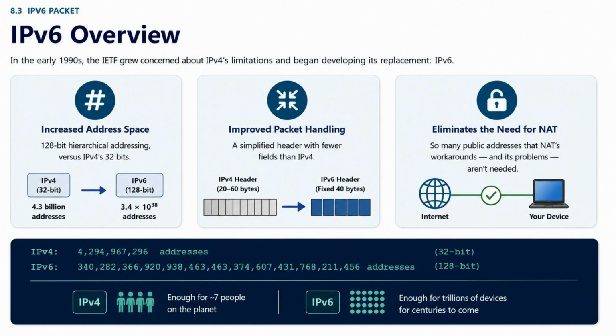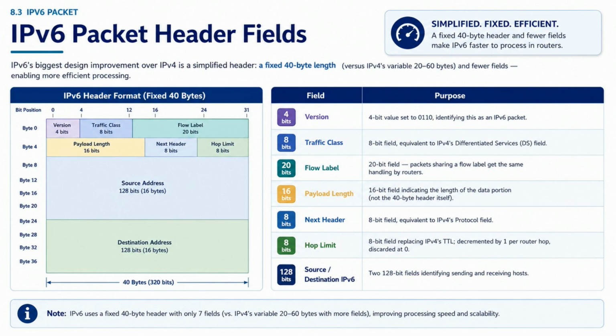IPv6 development began in the early 1990s, when IETF saw IPv4's limitations coming. 3 big improvements, shown on screen. Increased address space, 128-bit hierarchical addressing versus IPv4's 32-bit. Improved packet handling, a simplified header with fewer fields, and eliminating NAT's need entirely. The scale comparison is staggering. IPv4's approximately 4.3 billion addresses versus IPv6's 340 undecillion.